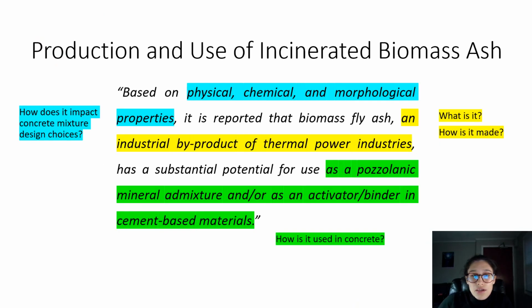And so for my last slide, this is basically a summary of what I spoke about. So we can say that based on physical, chemical, and morphological, meaning structural properties, it is reported that biomass fly ash, or bottom ash, is an industrial byproduct of thermal power industries, and it can be used, as I mentioned, as an SCM or an aggregate.